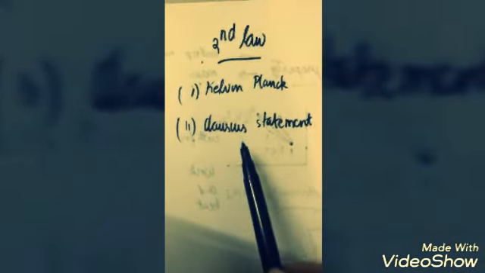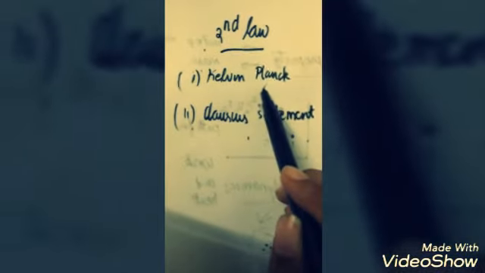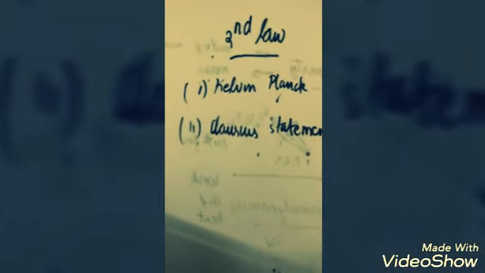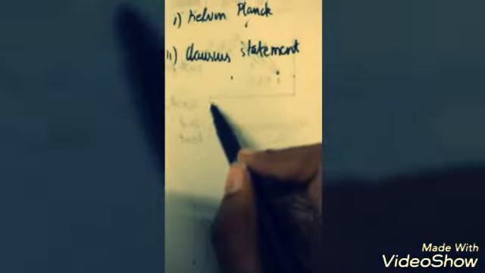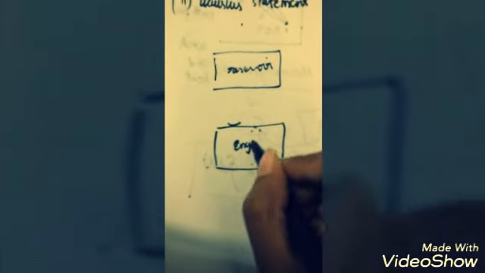The second law of thermodynamics consists of two statements, Kelvin-Planck and Clausius statement. Kelvin-Planck states that no actual heat engine working on a cyclic process can convert the whole of the heat supplied to it into mechanical work. That is, this is a reservoir and this block represents the engine efficiency.